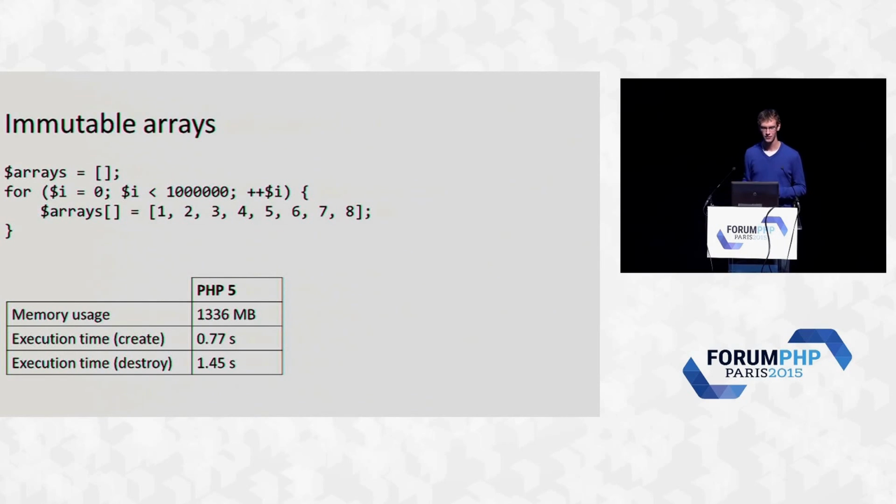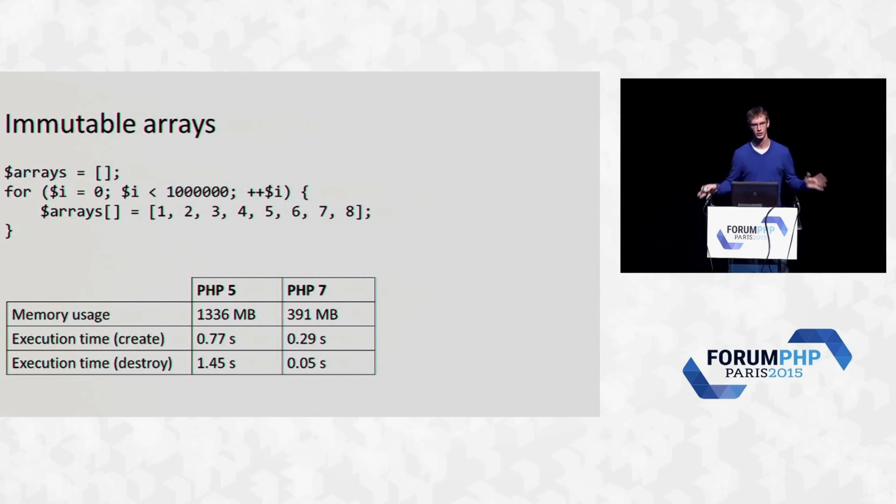So in PHP 7, due to the optimizations I was just describing, the memory usage goes down to about 400 megabytes. So it's still pretty big, but a lot more efficient. And the execution time drops to 300 milliseconds. So that's maybe a factor of 6 times faster. But that's not what I want to show here.